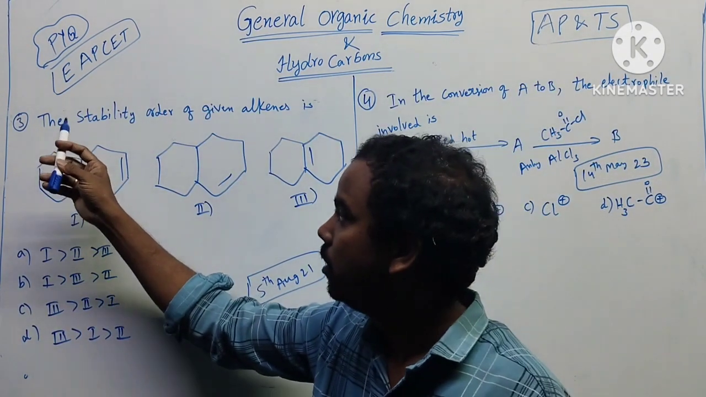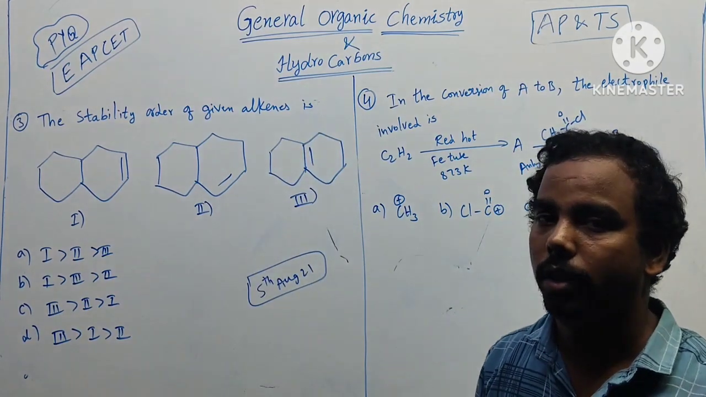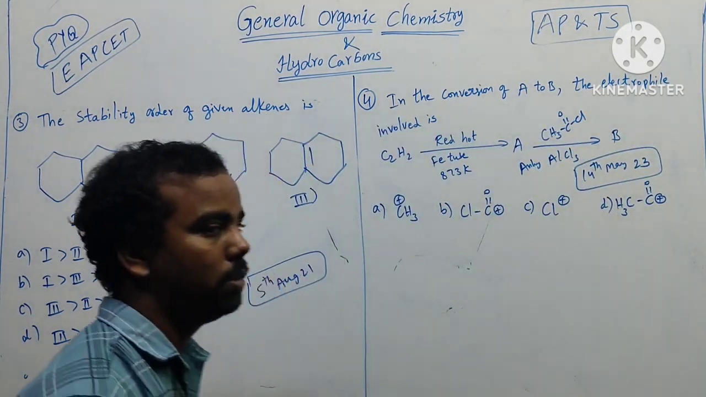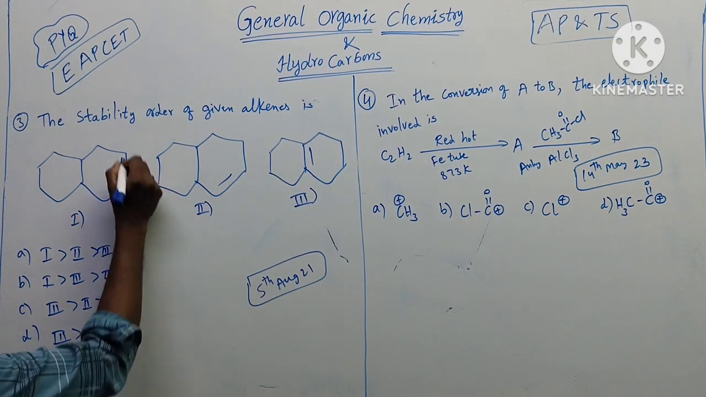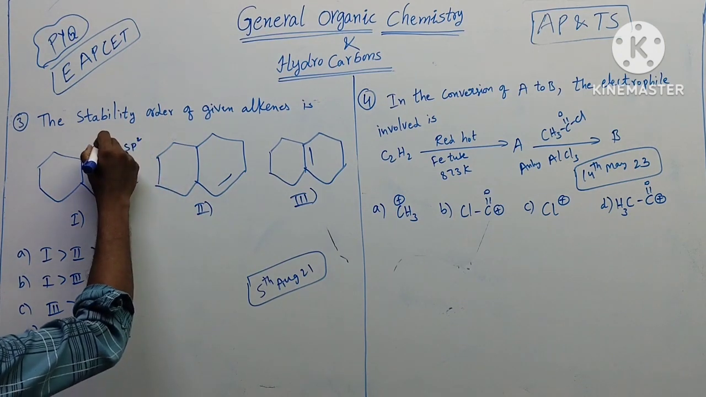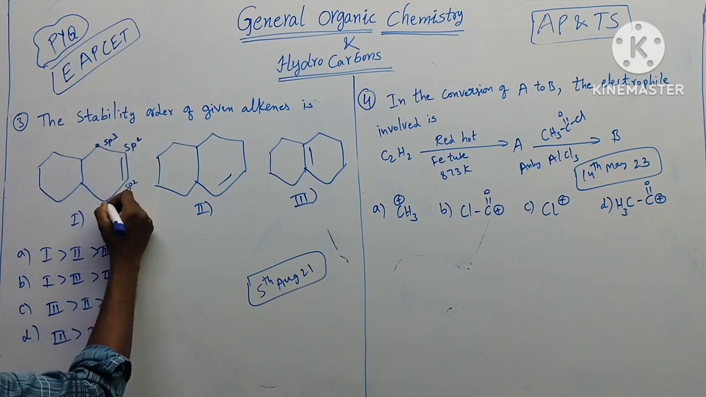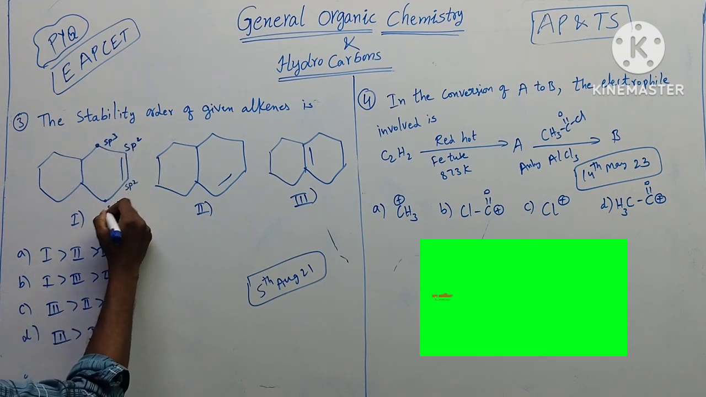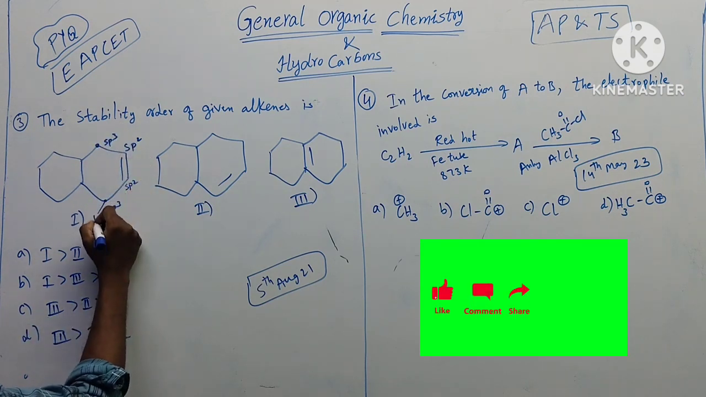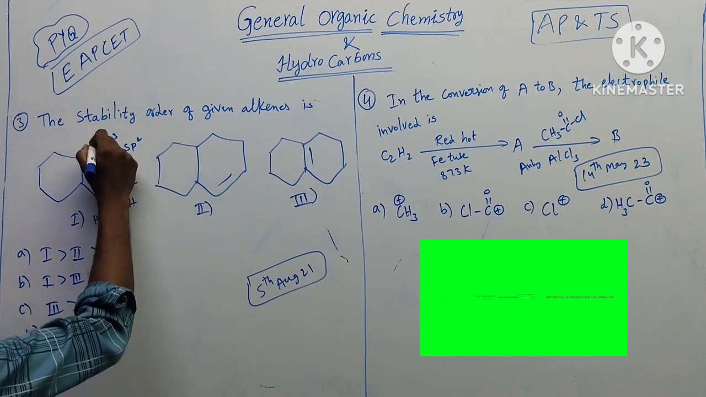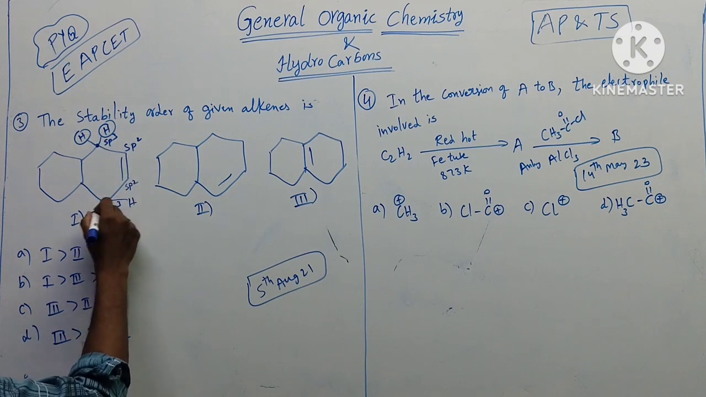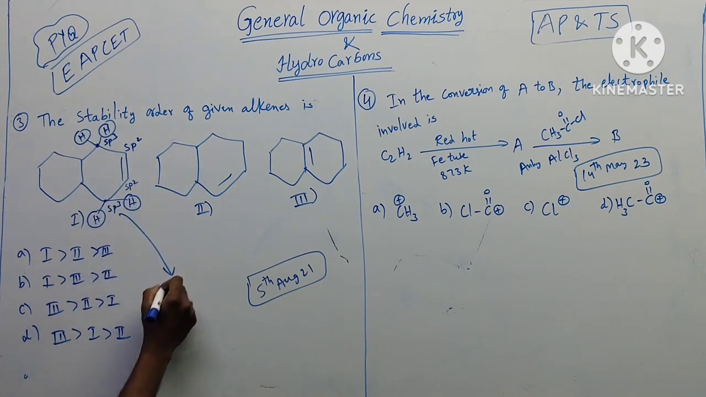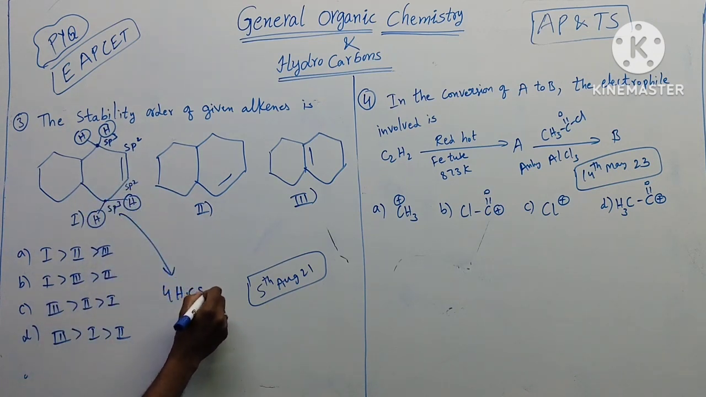Next question. The stability order of given alkenes, again the same, based on hyperconjugation. It is sp2 carbon, and the sp3 carbon is directly attached to sp2 carbon. Here how many hydrogens? 1, 2. Here also 2. So total how many hyperconjugative structures are possible here? 4. Here 4 hyperconjugative structures are possible.